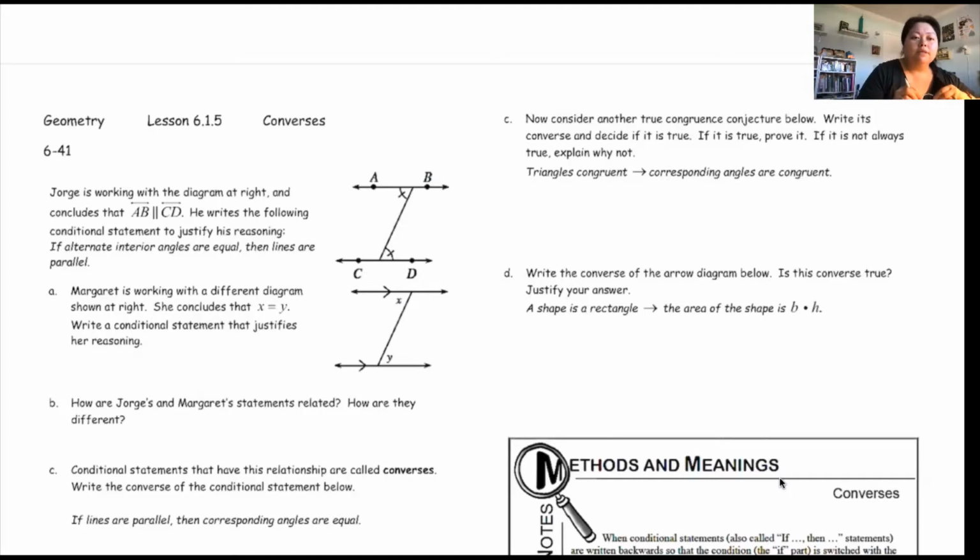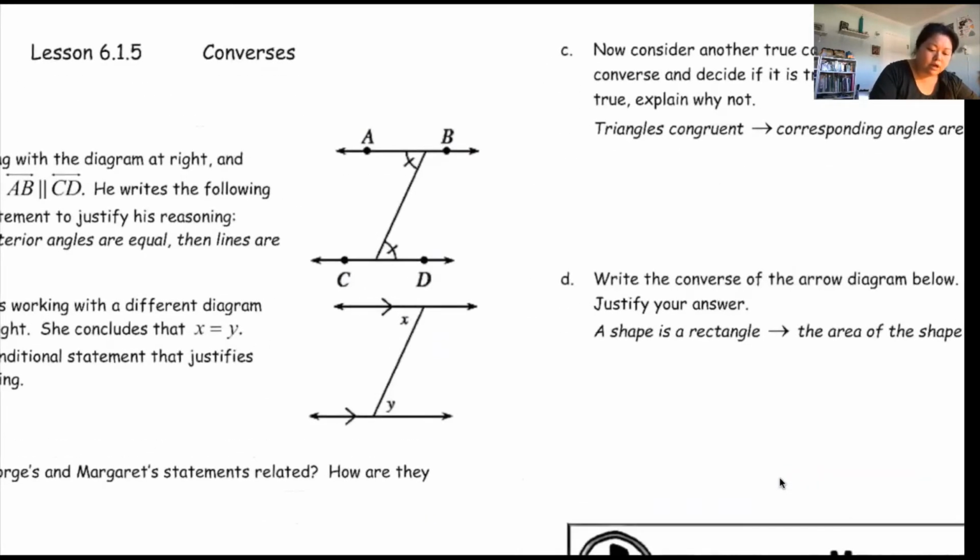On the first problem here, it says George is working with the diagram at the right, and concludes that AB is parallel to CD. He writes the following conditional statement to justify his reasoning. If alternate interior angles are equal, then the lines are parallel, right? So I look at this picture and say, oh, I do see alternate interior angles. Remember, alternate interior angles are on opposite sides of the transversal, and they're on the inside. And that's only true if AB and CD are parallel to each other. So that's very good, right?